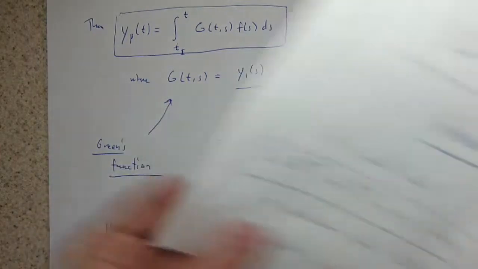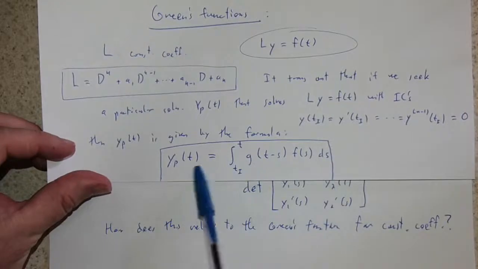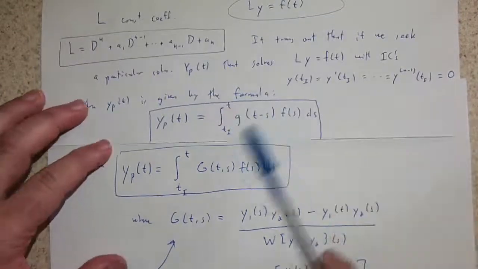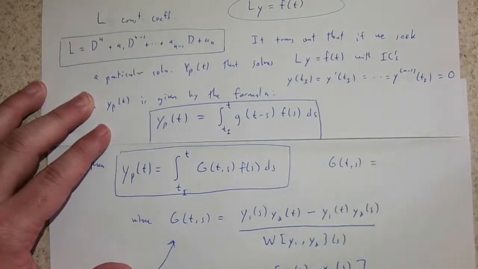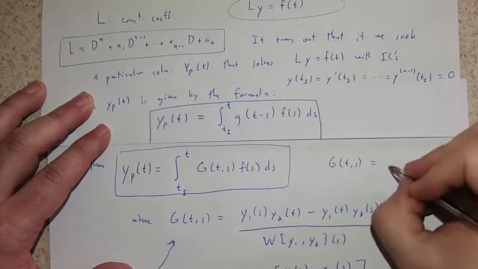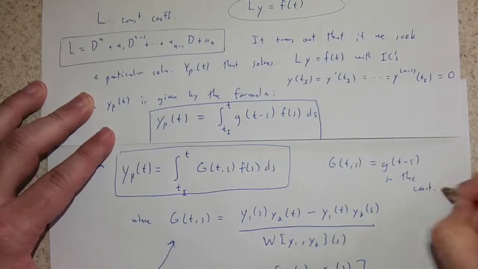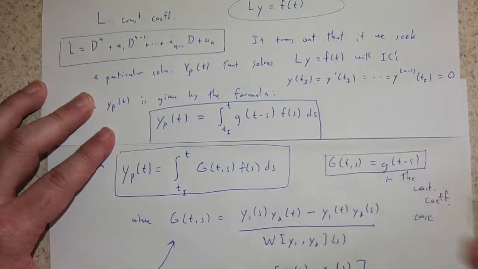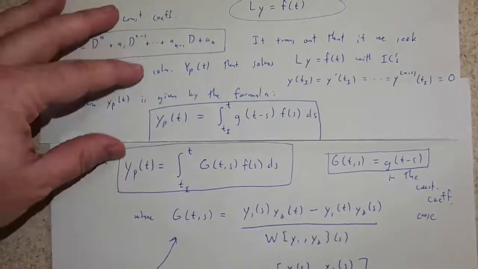So how do these things relate? Well, the Green's function method for constant coefficients led to this formula for the particular solution. Compare, right there. How are these two things related? Well, it turns out that big G of t, s in this case is equal to little g of t minus s in the constant coefficient case. So that's how those things are related.